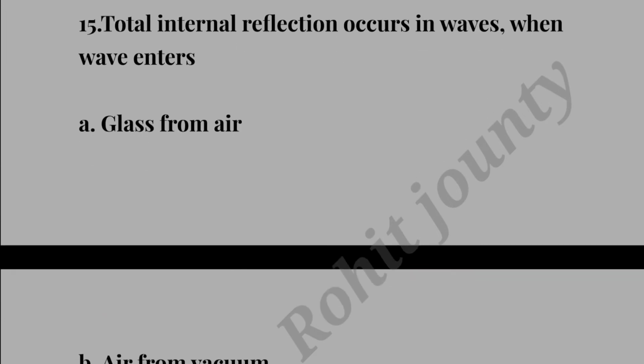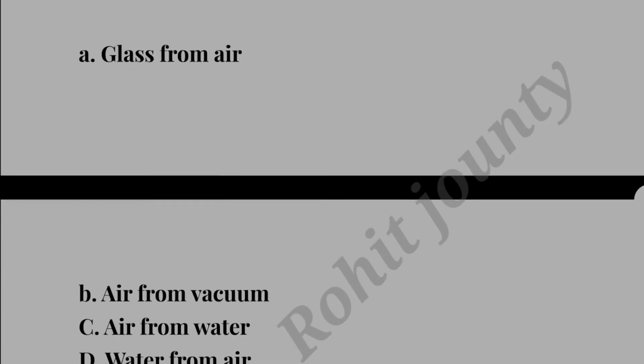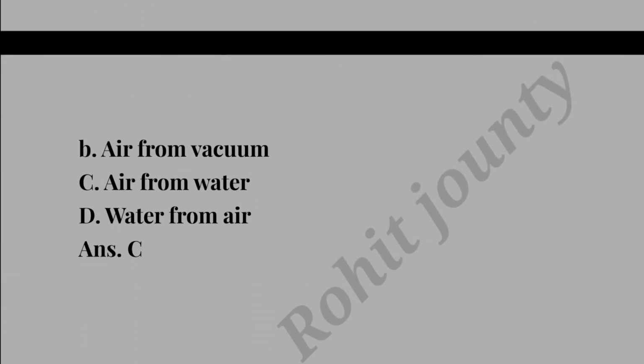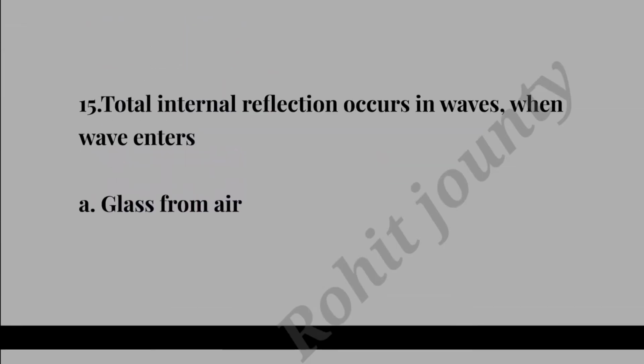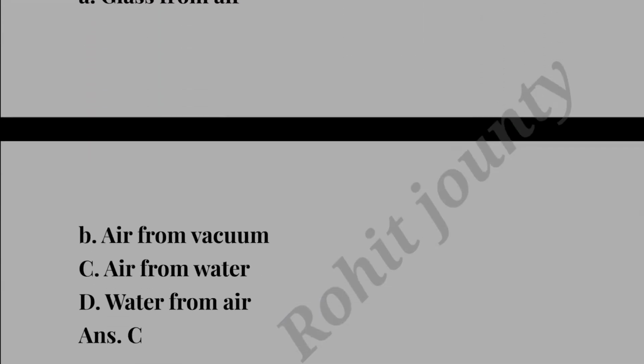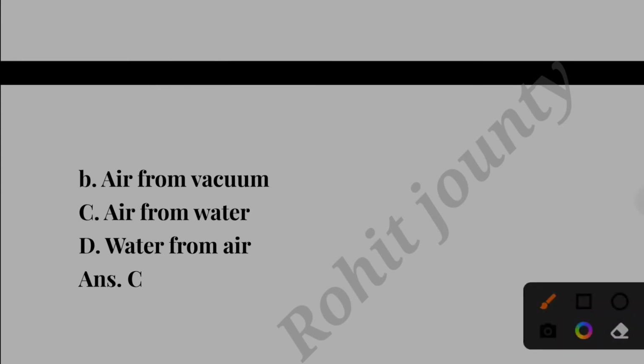Question number 15. Total internal reflection occurs in waves when the wave enters. Option A glass from air, option B air from vacuum, option C air from water, option D water from air. The correct answer is option C air from water. Total internal reflection occurs in waves when the wave enters air from water. Option C is the correct answer.